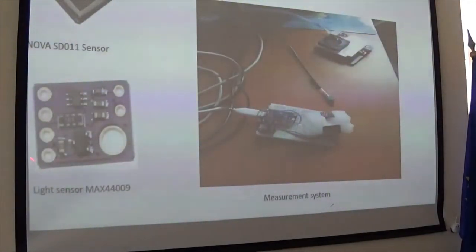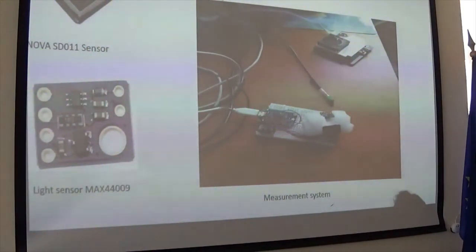Here you can see these three sensors. The NOAA sensor for particulate matter can make a difference between PM10 and PM2.5. Here is the light sensor and temperature sensor. And here is the measurement system, after setting up the system, which means reading data from the sensors, processing and visualization of results.